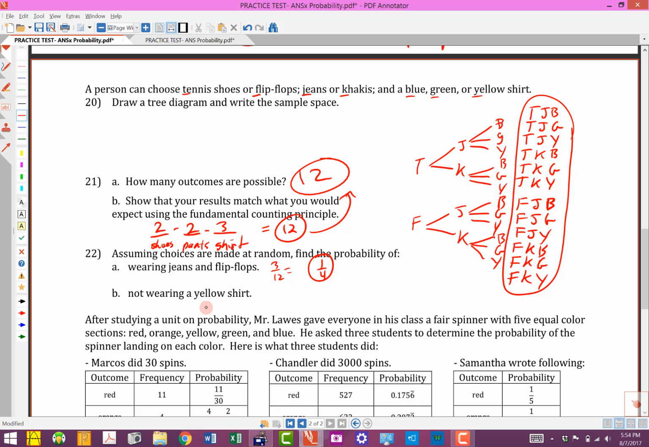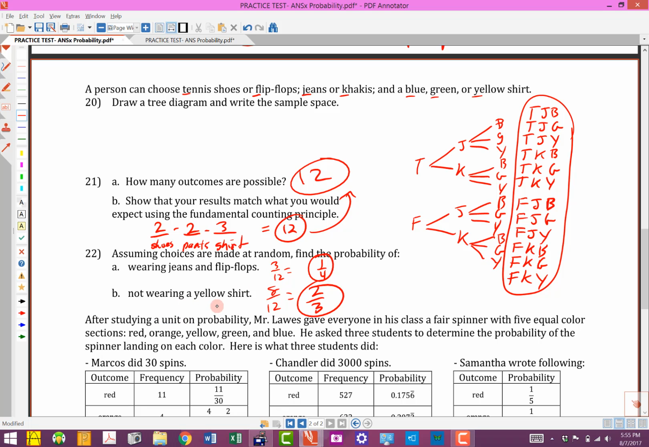And then not a yellow shirt. So you'll notice that those 2 are not yellow. Those 2 are not yellow, so we're up to 4, 6, and 8, so that means 8 out of the 12, so that's going to end up being a 2/3 probability of not wearing a yellow shirt. Now you might want to think about what's going on here, because if we're wearing jeans and flip-flops and we got 3 out of the 12, well, it's just the 3 shirts that matter there. That's why that's a 3.